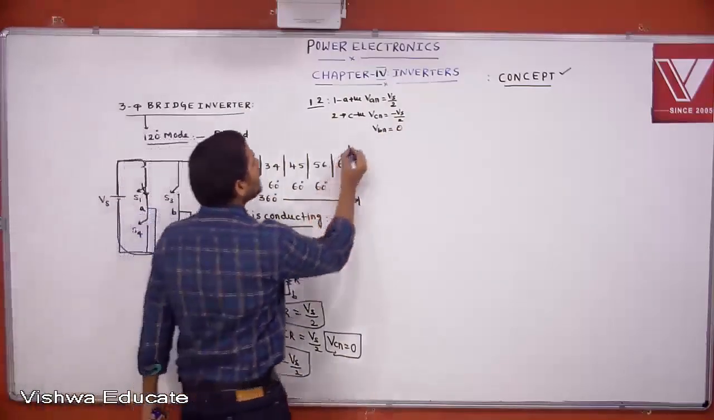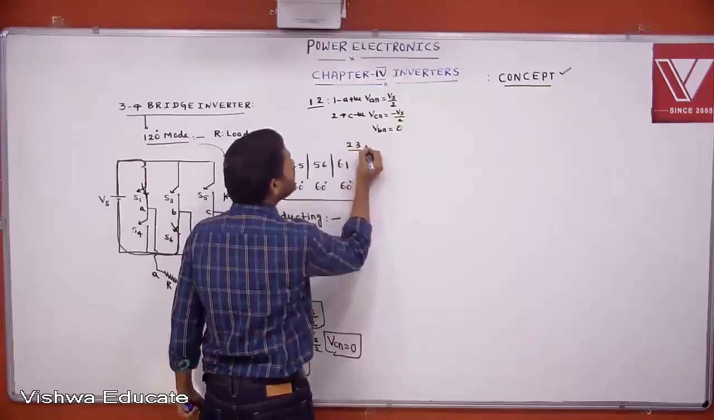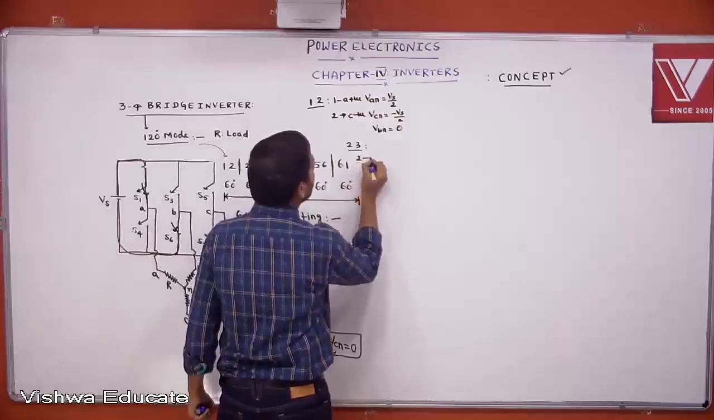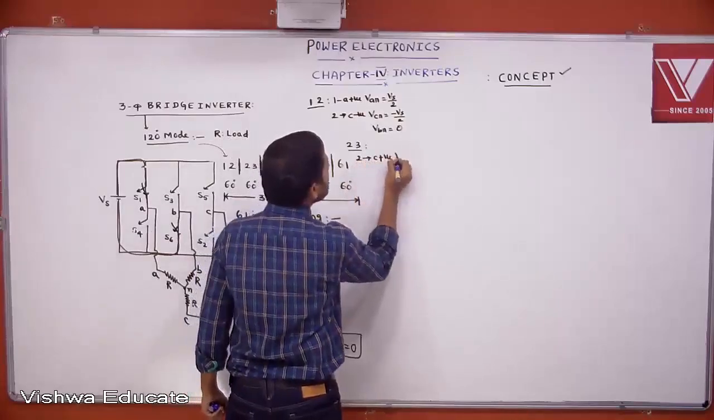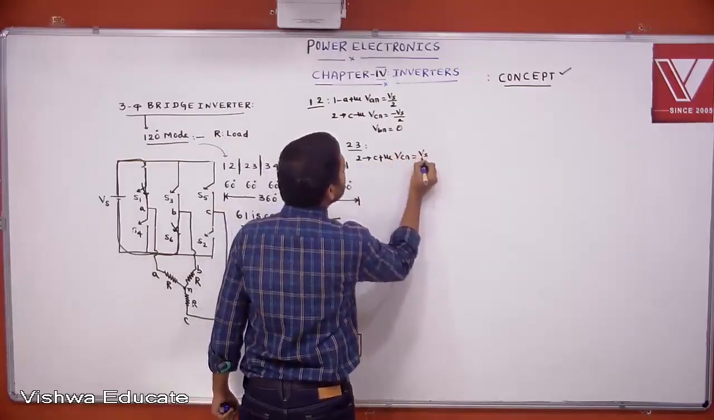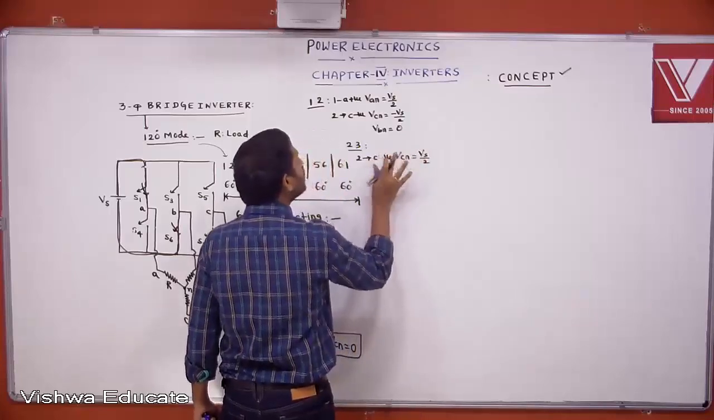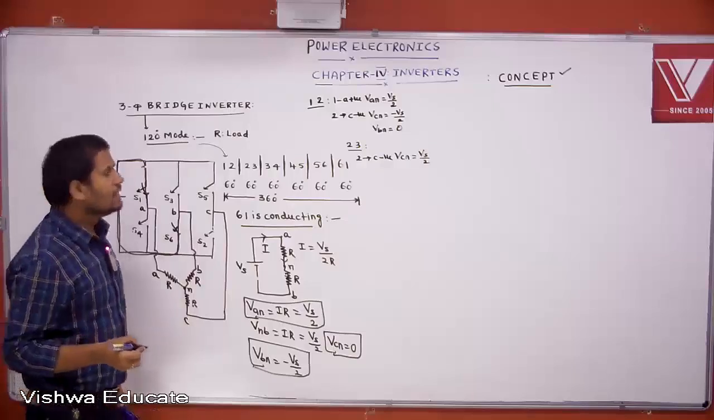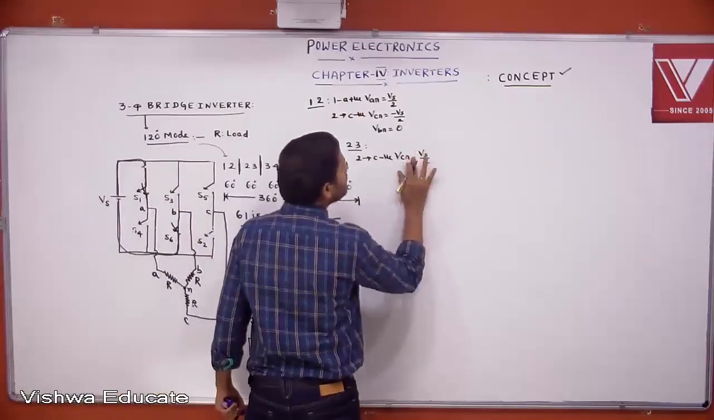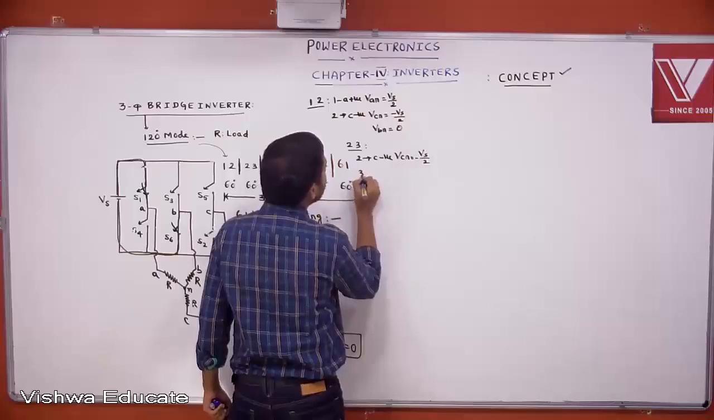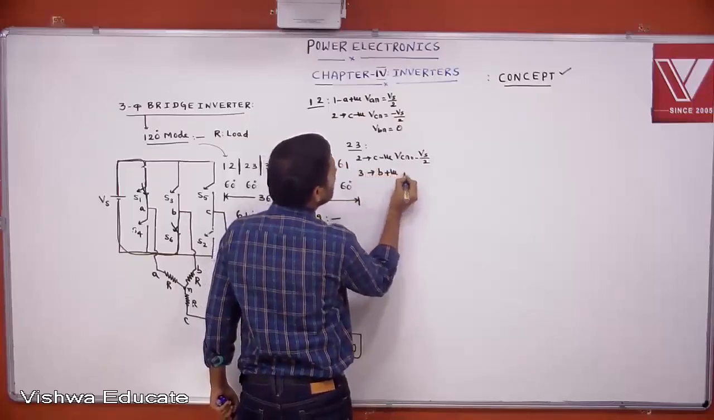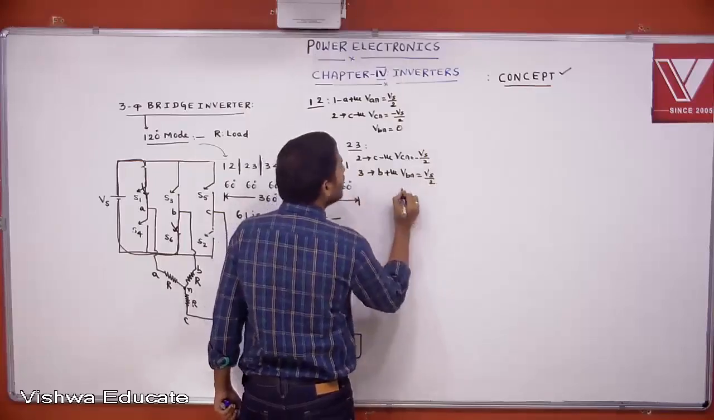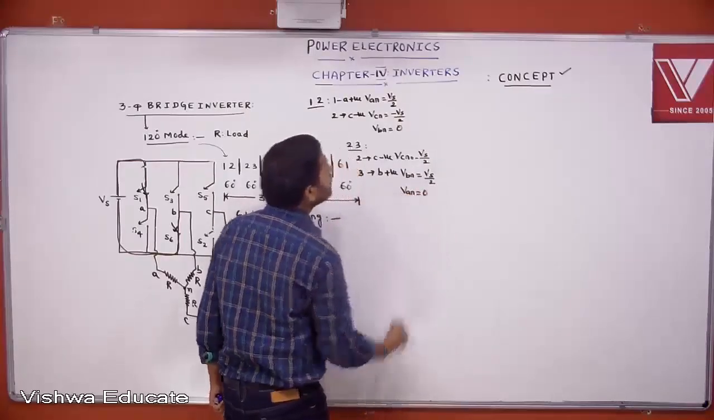Tell me, if 2, 3 is conducting, all these formulas you can list out. 2 means which phase? Sorry, C phase negative. C phase negative means VCN is minus Vs by 2. Then 3 means which phase? B phase positive. Then what is VBN equal to? Plus Vs by 2. Then VAN is not connected, so 0. VAN equal to 0.